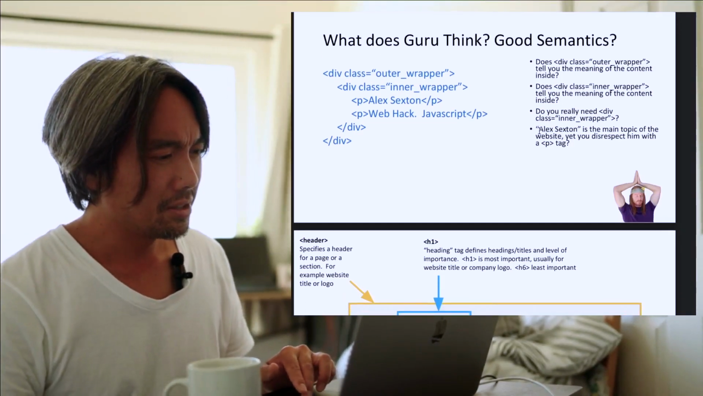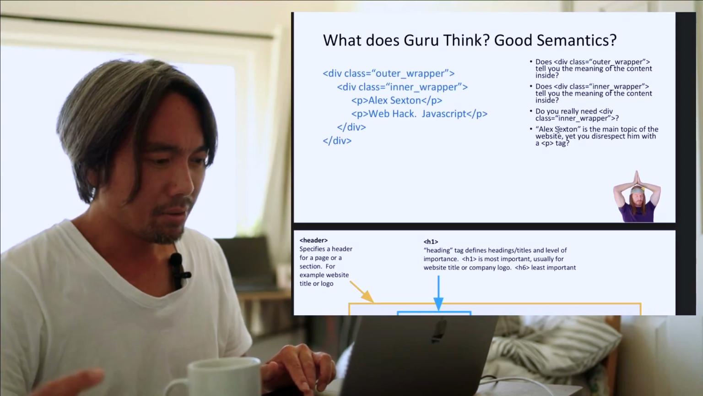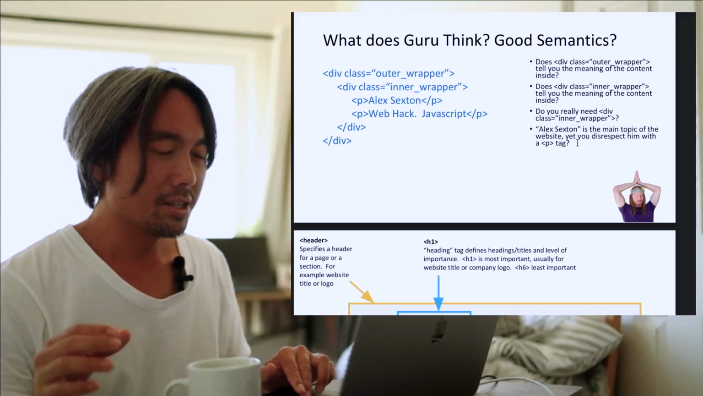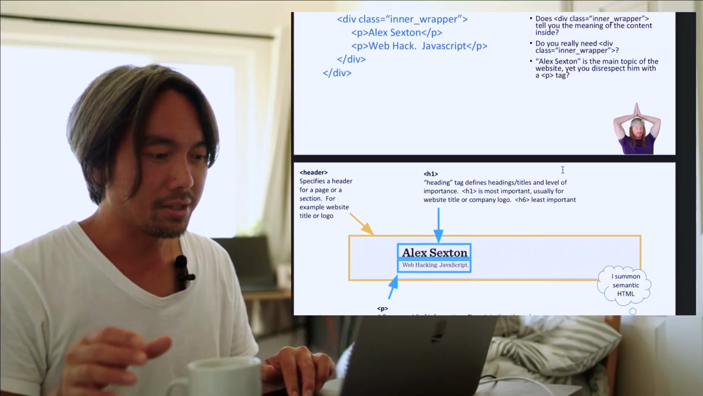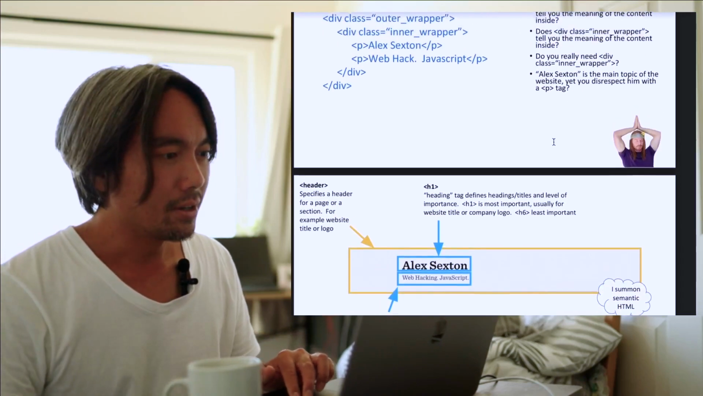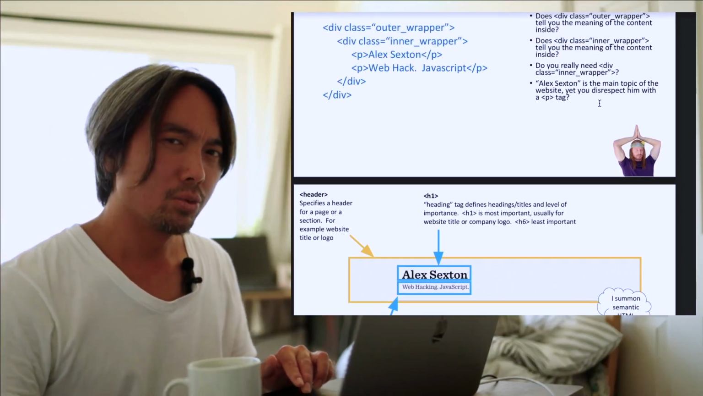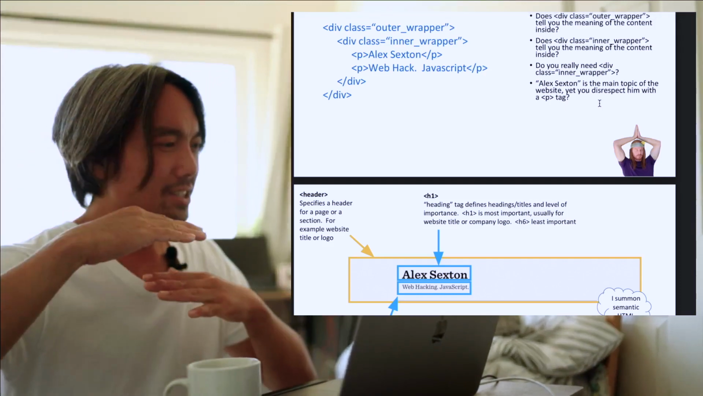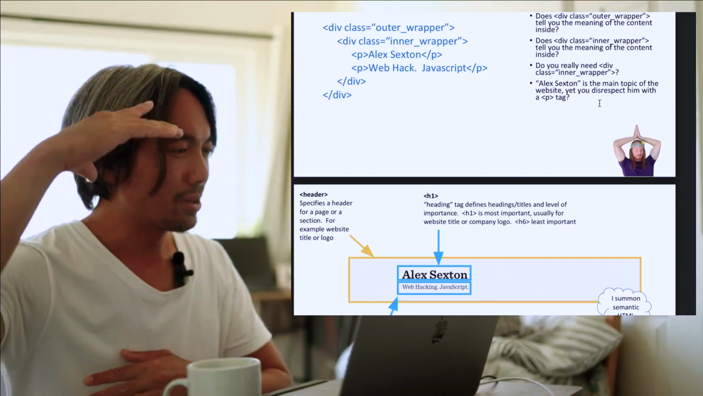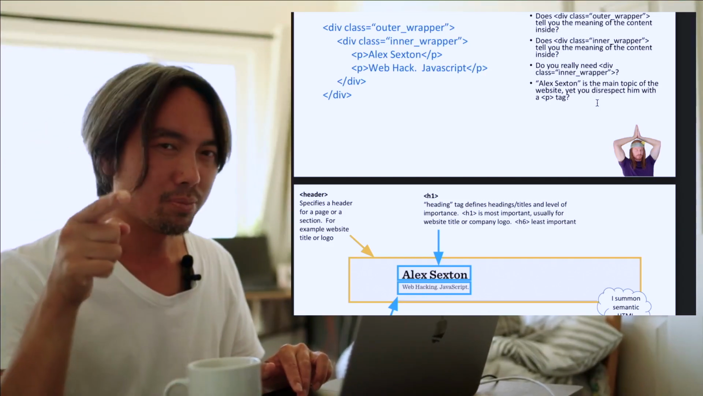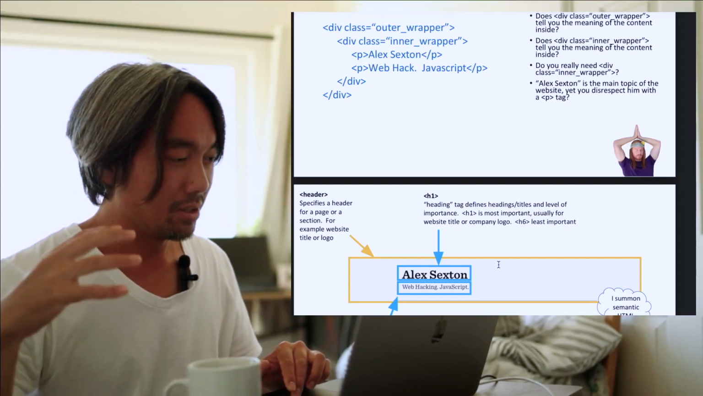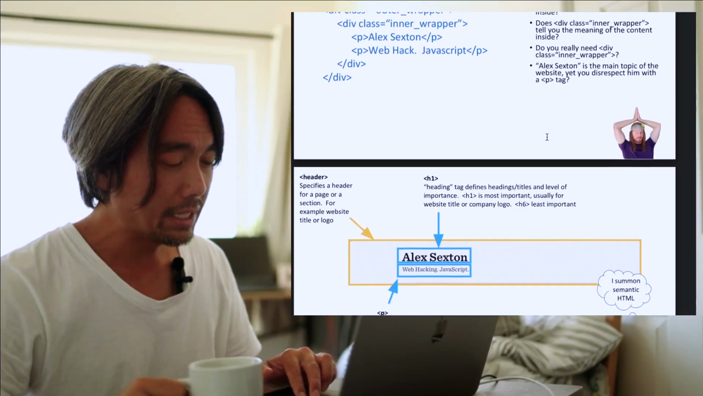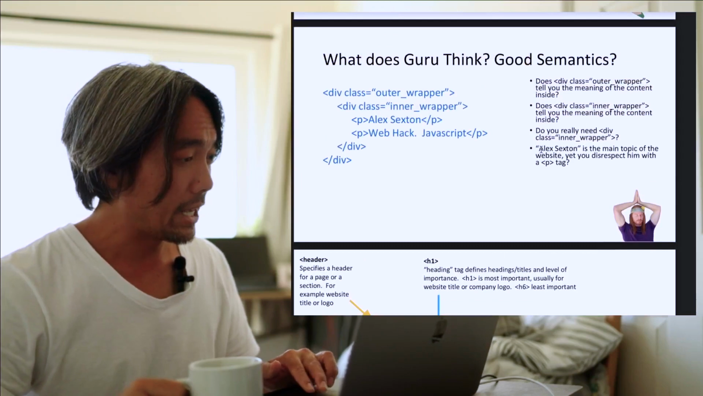And lastly, Alex Sexton, the name of the person on this page, is the main content of the website. Okay, let's say this website is about this person. This is the main topic of the website, and you will disrespect him with a p tag. If you're looking at hierarchies here, if you live in, let's say, Asian cultures or whatever, you just disrespected Alex Sexton, who is the main topic of this page, with the p tag. You just disrespected him. Okay, so that was the guru's lashing.